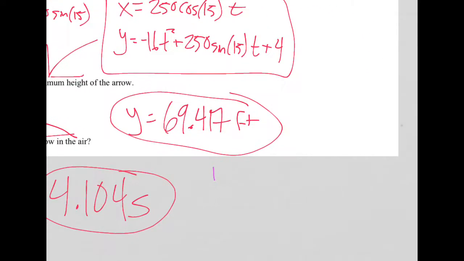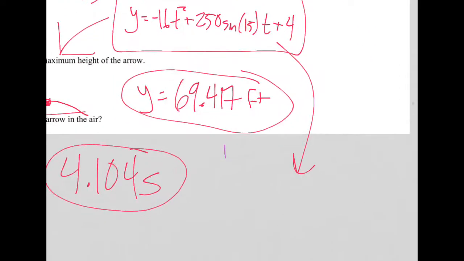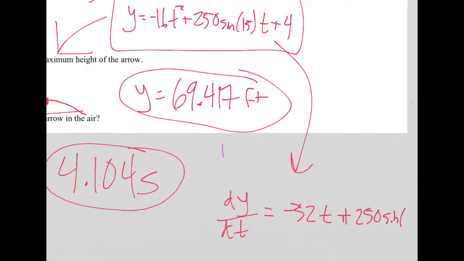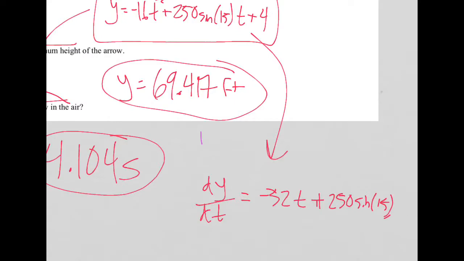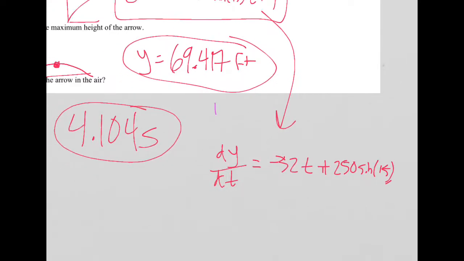Well, let's go back to letter C real quick. If I took the derivative of this function of y, let's find dy/dt, the derivative of y with respect to time. Negative 16t squared becomes negative 32t, plus 250 sine 15 times t becomes just that coefficient, 250 sine of 15. Plus 4 goes to 0, so that's gone. And let's set this derivative equal to 0, because that's going to tell us when it's at its maximum height.